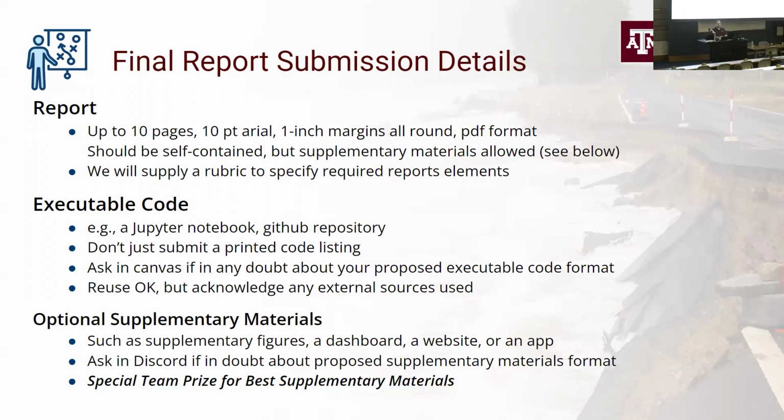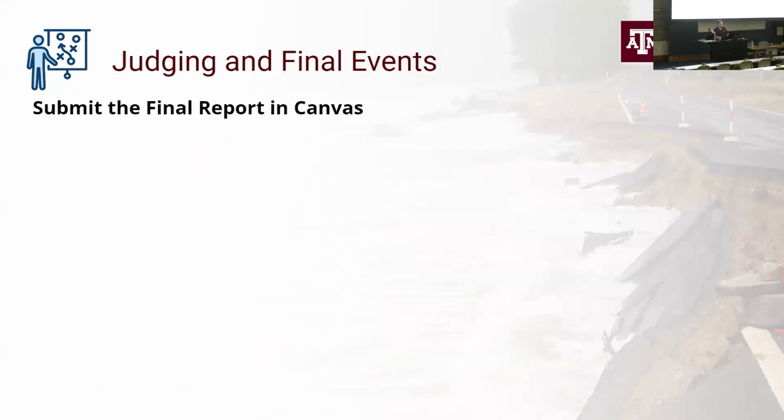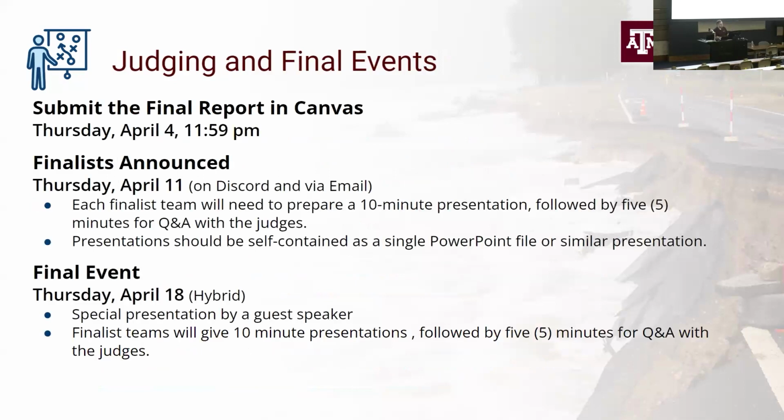And then when you go to submit your report, you'll go to Canvas and it will be one of the assignments. That will be available later. You can submit early if you want, but remember the deadline is April 4th. Put in your report the executable code, and then any other supplementary materials that you want to include. We do offer a prize for the best supplementary material. Like I said, the deadline is April 4th at 11:59 p.m.